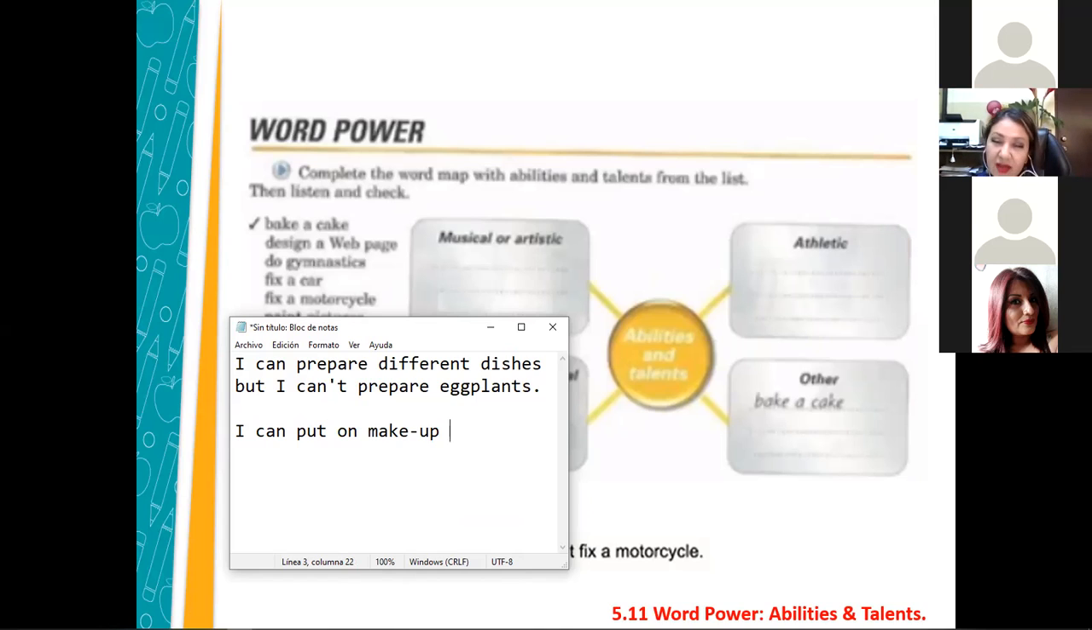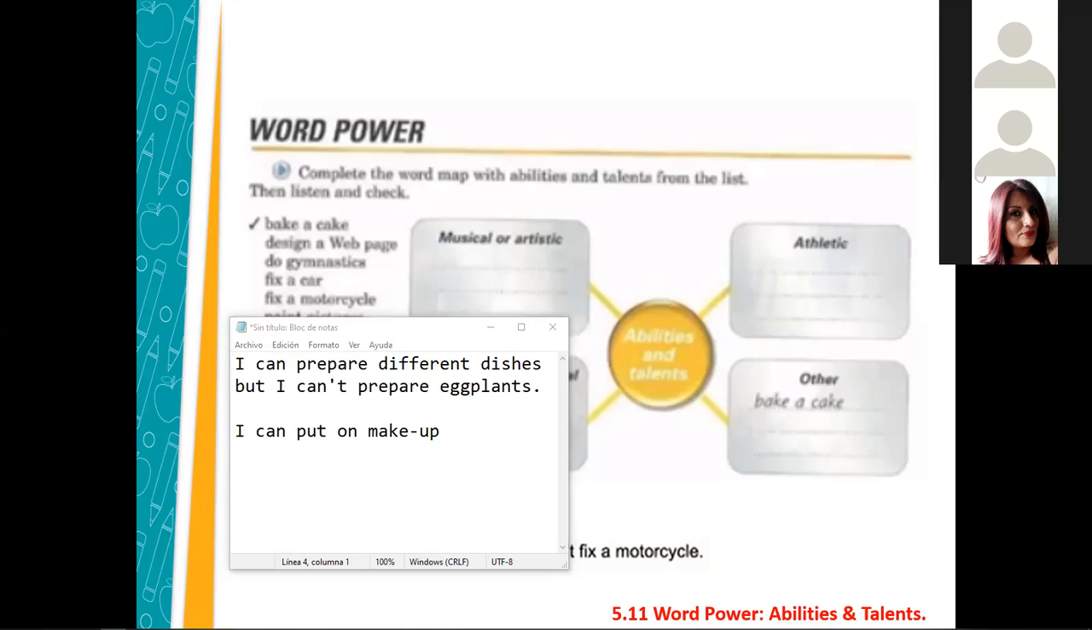I can recitar. Yeah, it's recite, pero ¿qué quiere decir? Recitar poemas. Ah, pues sí, recite poems or tell a poem. Sure, a poem. Okay. Pero entonces, I can put on makeup, but, ¿verdad? Con esa expresión me la está diciendo, ¿verdad? Sí. Okay, very good.